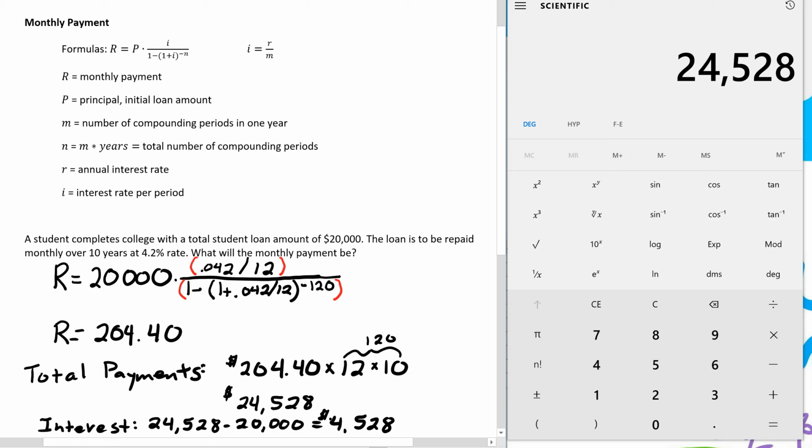So there's several pieces we've calculated there. First, I calculated the monthly payment. The monthly payment is $204.40. The total payments after 10 years of paying this off is $24,528. And that means the interest that was paid on this loan is $4,528.